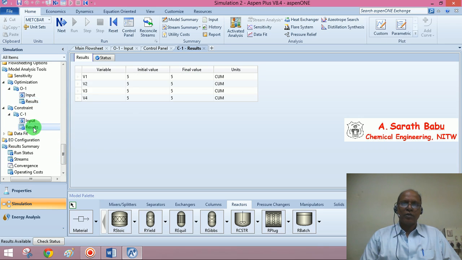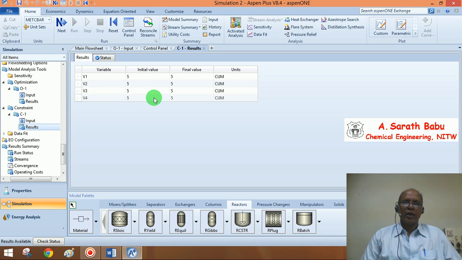And what about the constraints? So we got the volumes as 5 cubic meters, right? Thank you.